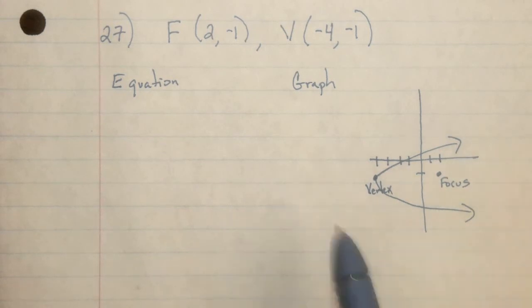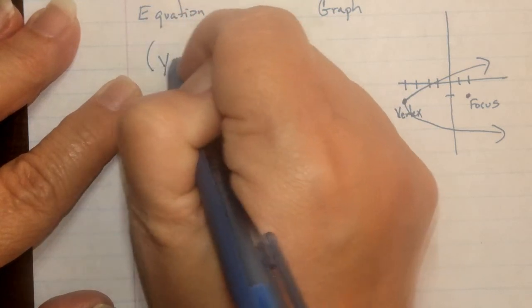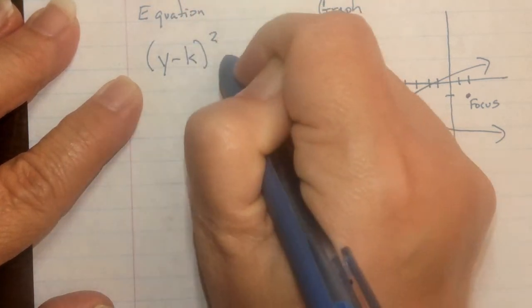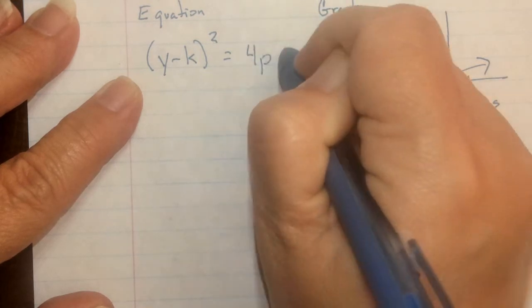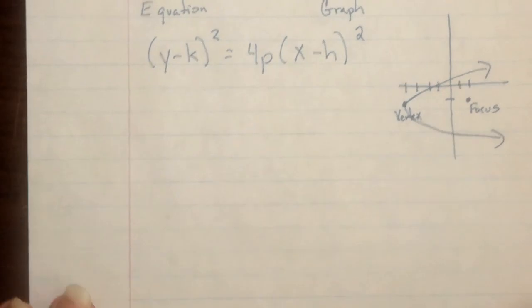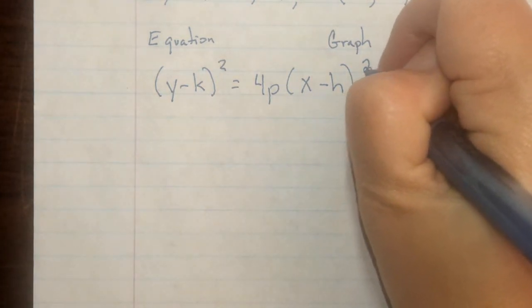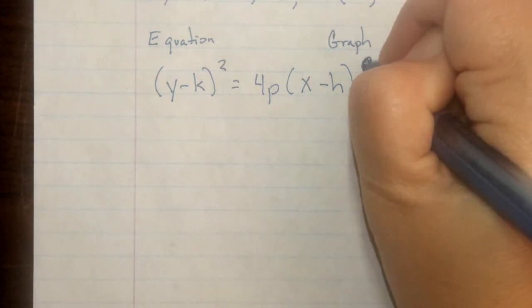So if this is a left-right, a horizontal type, then I need to use that kind of equation. That kind of equation says y minus k squared equals 4p times x minus h. Is that just one square? Oh, this should not be squared. Thank you so much.